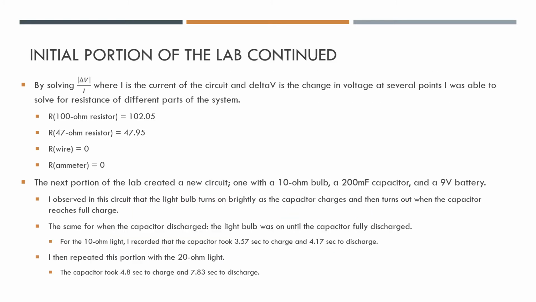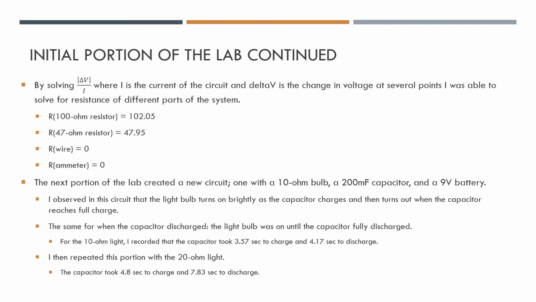So after creating that first circuit, we were able to solve for some values that more relate toward resistance. And so by solving delta V over I for different parts of the circuit, where I is the current of the circuit and delta V is the change in electric potential across 2 points, we're able to solve for the resistance of the 100 ohm resistor, the 47 ohm resistor, the wire, and the ammeter. So the resistance of the 100 ohm resistor ends up being 102.05 after dividing that change in electric potential over 0.02, which was our current. And for the 47 ohm resistor, we get 47.95. And the wire and ammeter don't have any change in electric potential, so that just goes to 0.